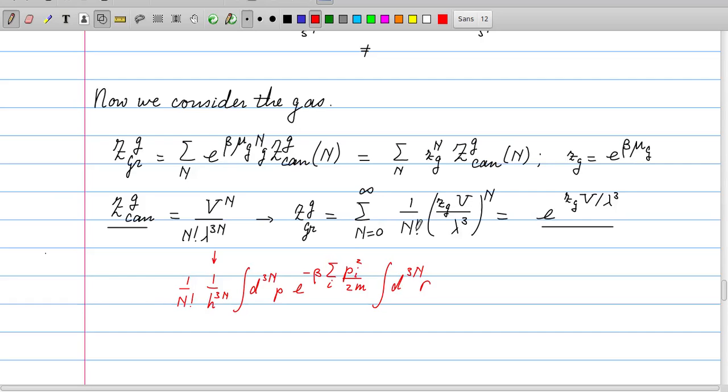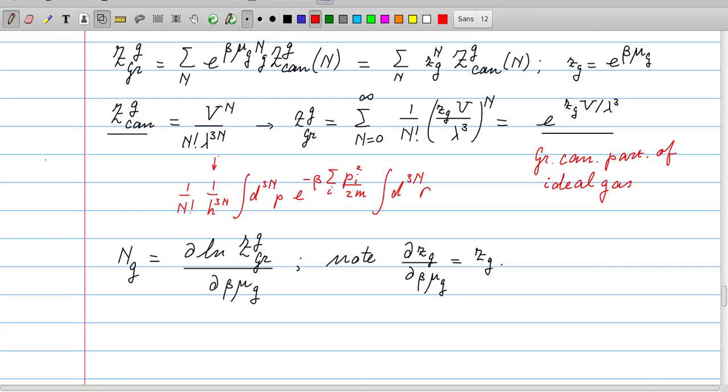And if we look at that expression, we recognize the Taylor expansion of the exponential function. And so this expression can simply be written as e to the power zV over lambda to the third. So this is the grand canonical partition function of the ideal gas.